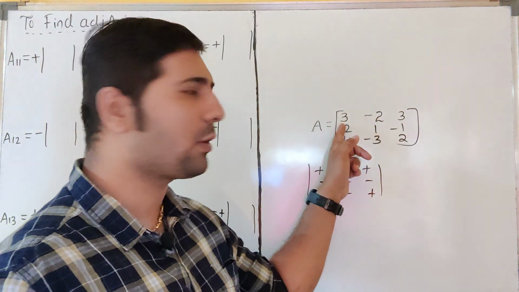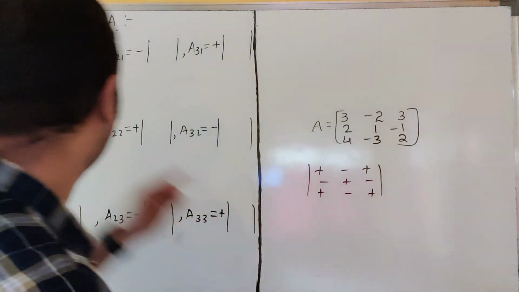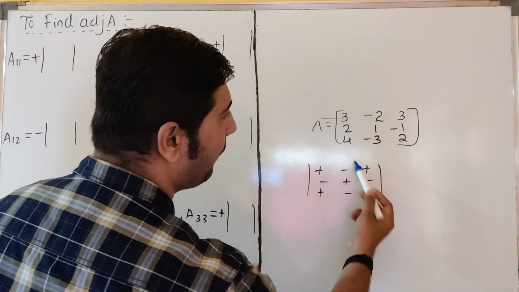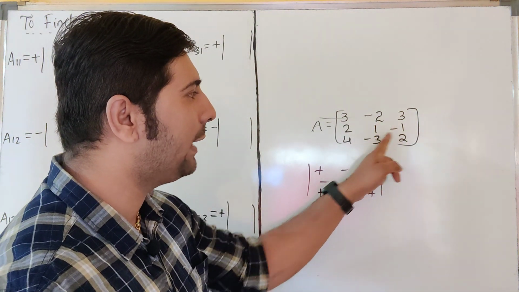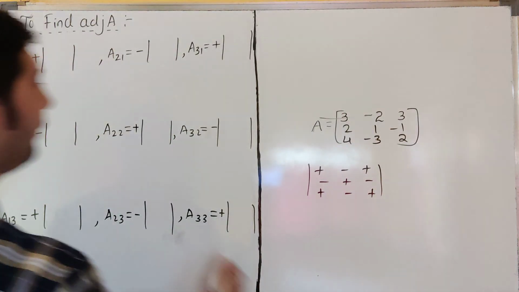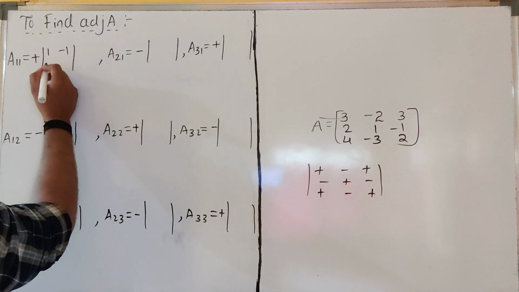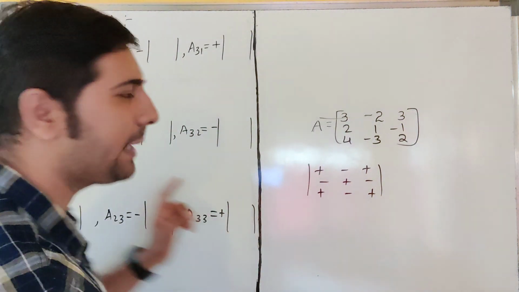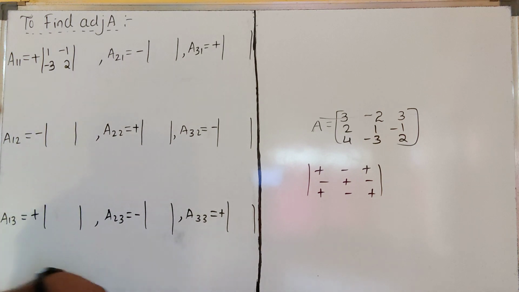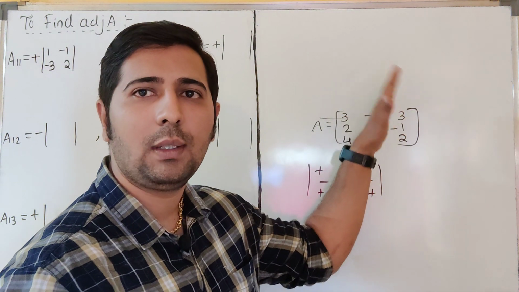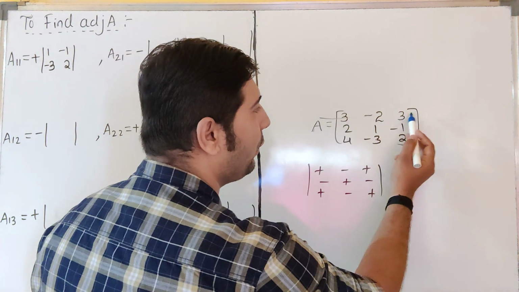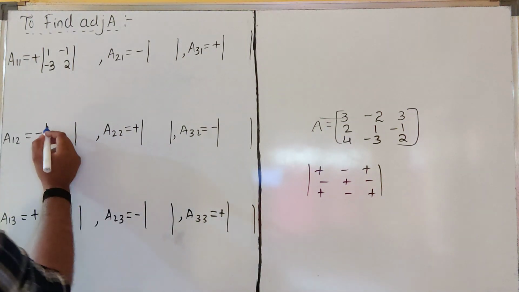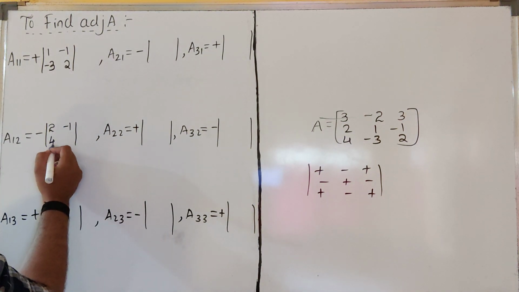A11 is what? First row, first column. You leave first row, first column. What are you left with? 1 minus 1, minus 3, 2. Next is A12. A12 means you have to leave first row, second column. You are left with 2 minus 1, 4, 2.